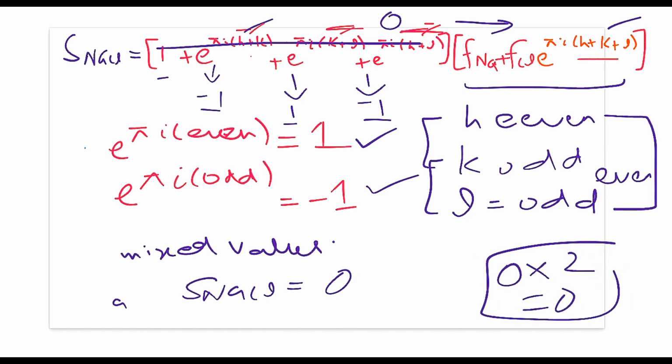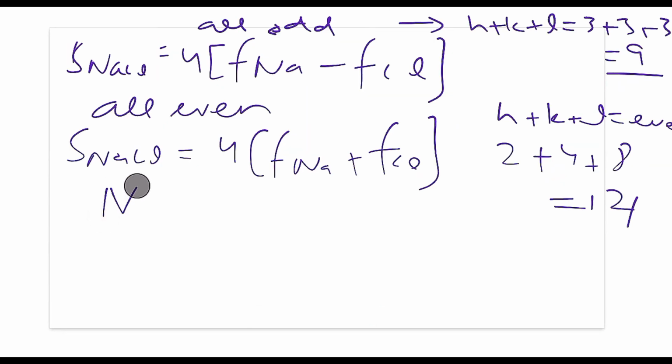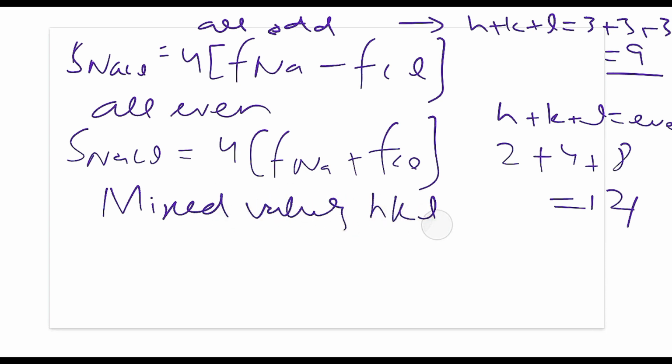Now you can try any combination: even, odd, even, or whatever you want. When it's a mixed situation, when not all of them are even and not all of them are odd, you can try any combination, and they always add up to make this factor 0. This factor makes the whole structure factor equal to 0. So we can write that for mixed values of H, K and L, the structure factor is equal to 0.